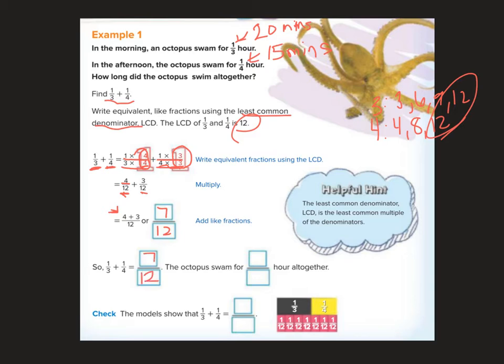The octopus swam for 7/12 hours altogether. The model shows that 1/3 plus 1/4 is 7/12. So notice, if I broke 1/3 into 12 equal parts and 1/4 into 12 equal parts, I get 7 total. So how many minutes did he really go for? 35. So 35 minutes is 7/12 of an hour. Kind of cool. All right, let's keep going.